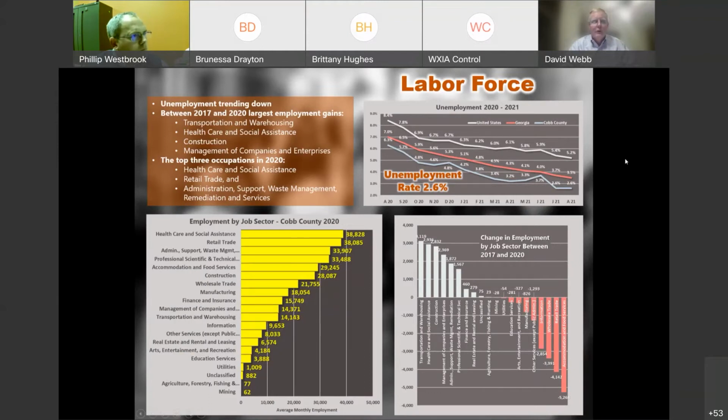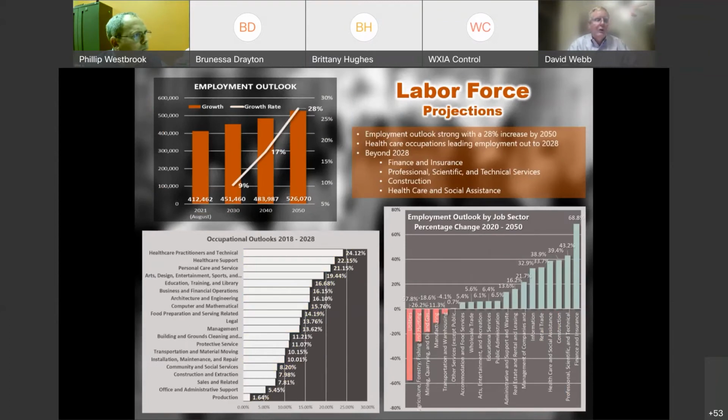One interesting fact that I learned from our friends at the Regional Commission is that Cobb County was the #1 county for people able to work at home. So consider that as we look at our breakdown of workforce. Healthcare and social assistance, retail, and admin are our top 3 areas of workforce and employment. Our unemployment rate is fairly low, 2.6%, which is well below both the state and national averages. Next slide.